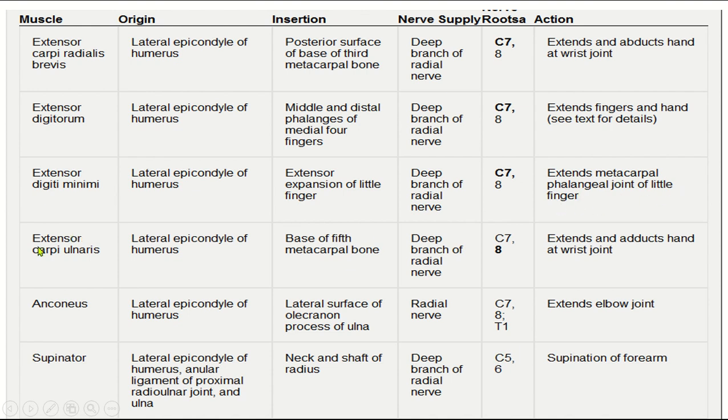The next muscle is extensor carpi ulnaris. The origin of this muscle is the lateral epicondyle of humerus. Insertion of this muscle is at the base of the fifth metacarpal bone, and the deep branch of radial nerve supplies it, and the nerve roots are C7, C8, and it extends and adducts the hand at wrist joint.